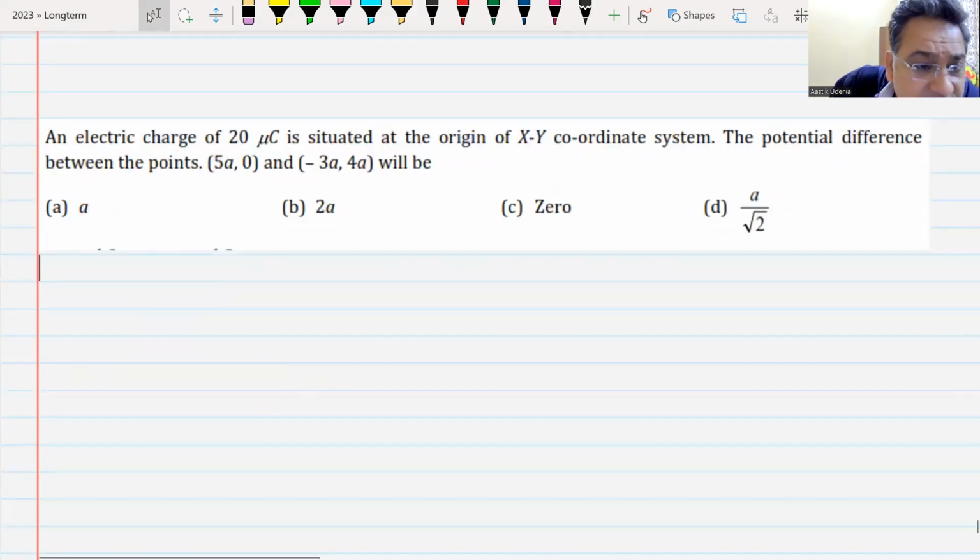This is the next question. An electric charge of 20 microcoulomb is situated at the origin of XY coordinate system. The potential difference between the points 5a, 0 and minus 3, 4a is how much? And the answer is 0. Potential at both the points are same. Yes or no? Yes, sir.